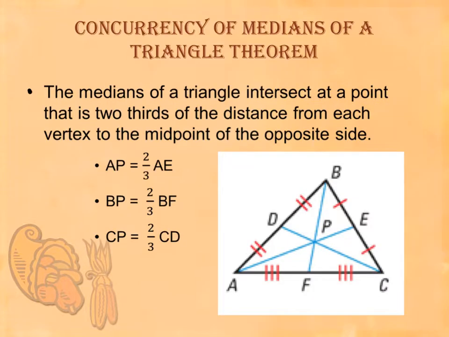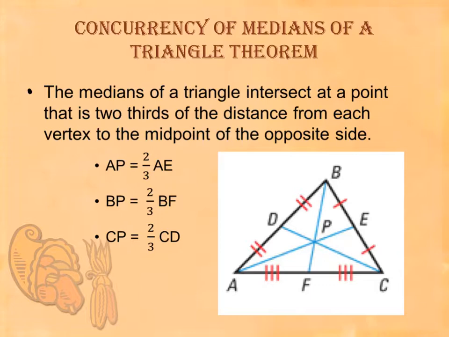Next is the theorem about the concurrency of the medians. The medians of the triangle intersect at a point that is 2/3 of the distance from each vertex to the midpoint of the opposite side. So before we would see that pieces would be congruent, but this one is going to be 2/3 the length of the median.